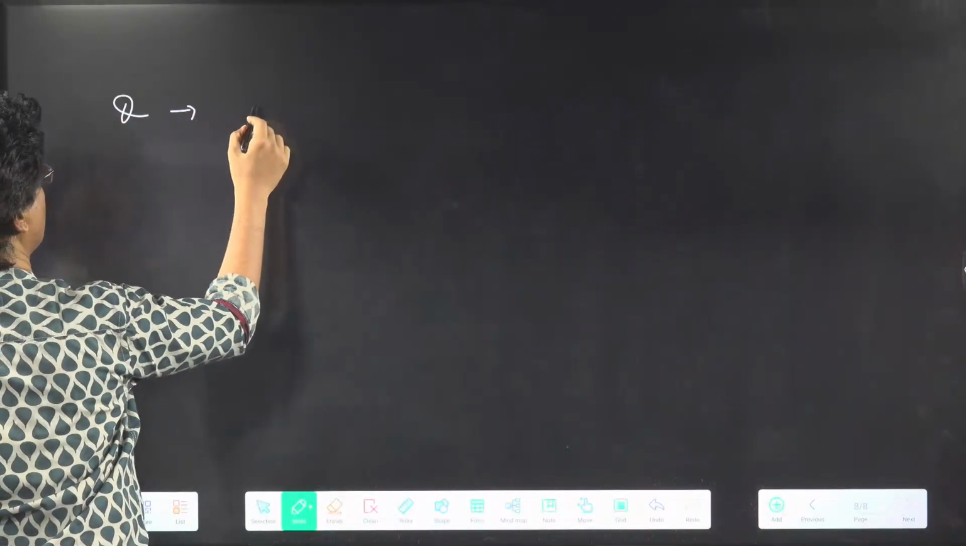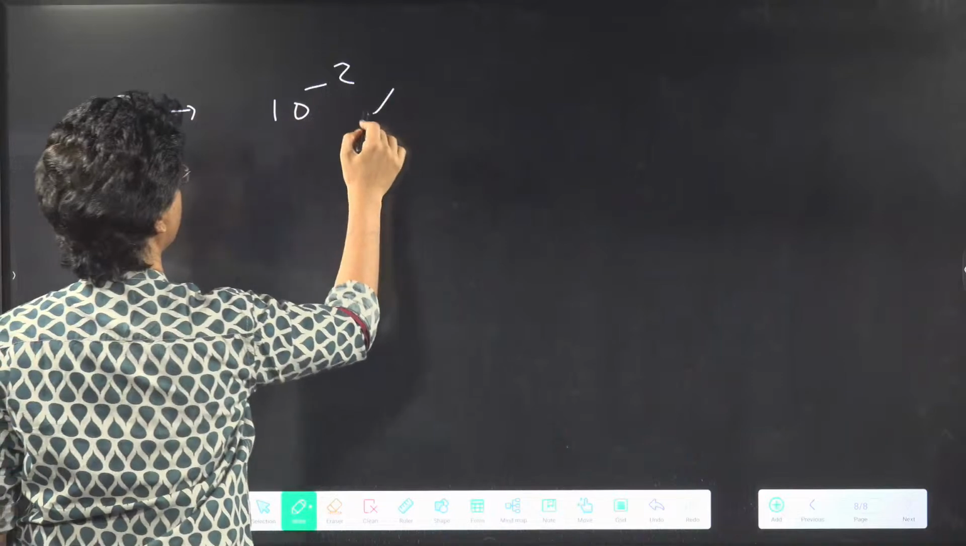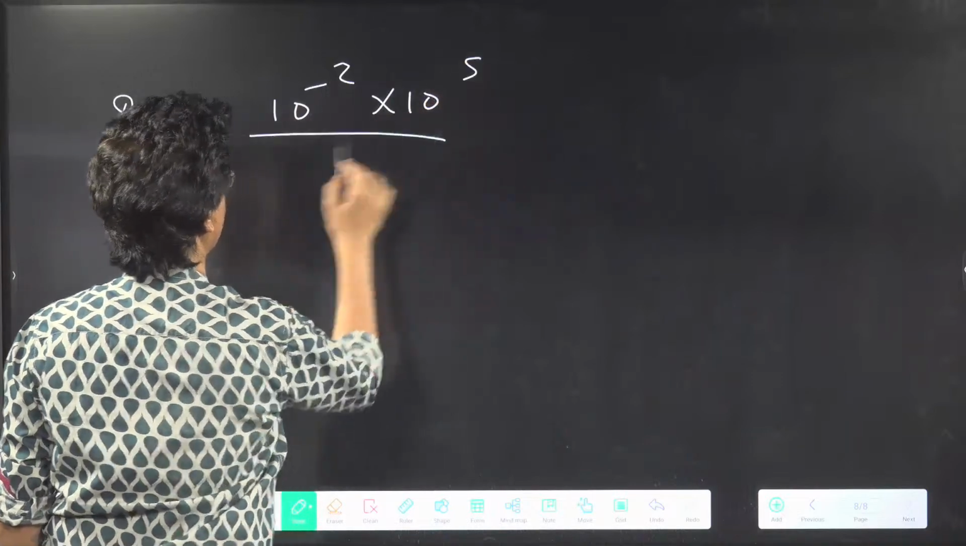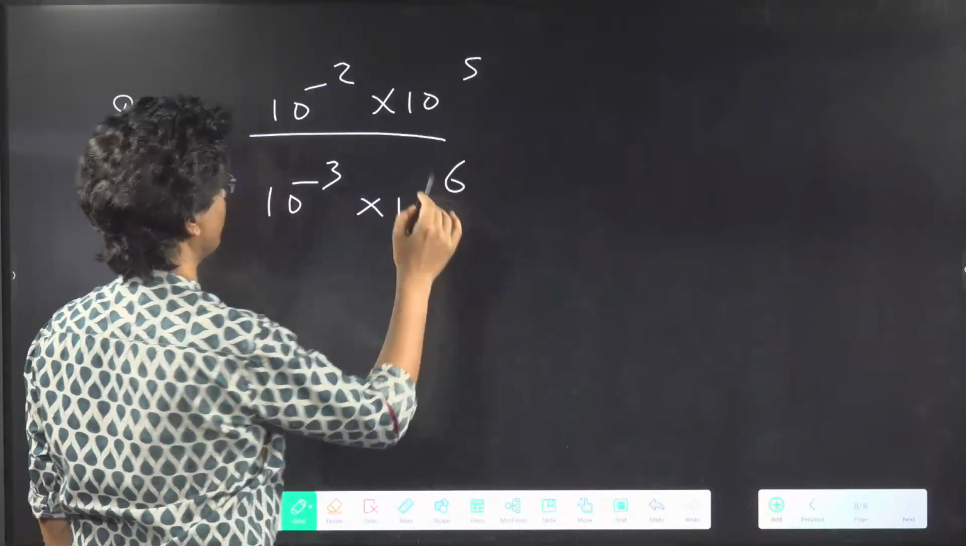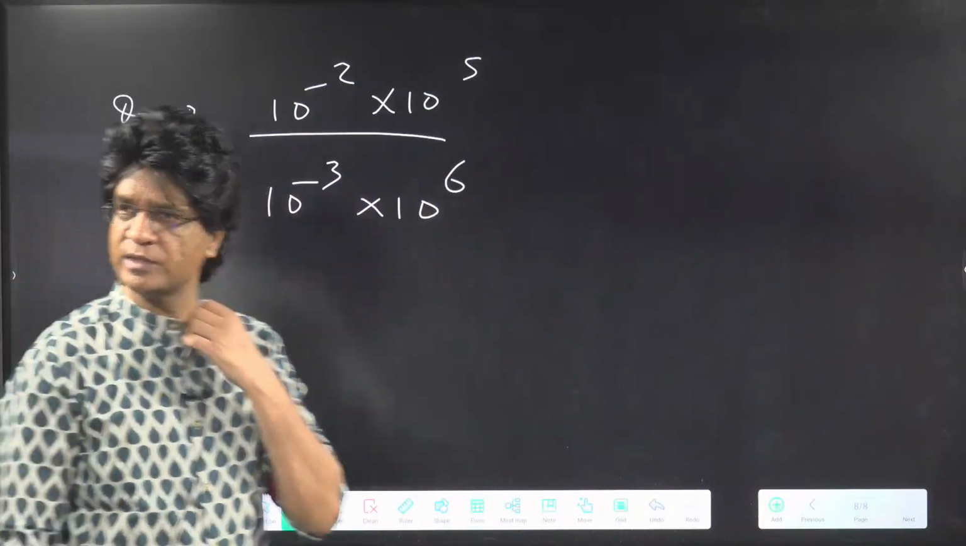Okay. Come on, do this thing. One more question. So we have got 10 to power of minus 2 into 10 to power of 5 upon 10 to power of minus 3 into 10 to power of 6, for example. So can you handle that stuff? Be quick.